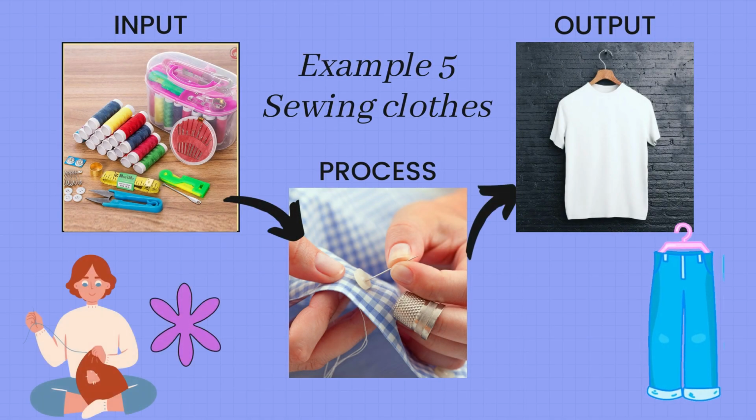Example number 5. Sewing clothes. Our input is the materials needed for sewing. The process of sewing clothes is to go to the sewing machine or just do basic stitches by hand. Then our output is the sewn clothes.